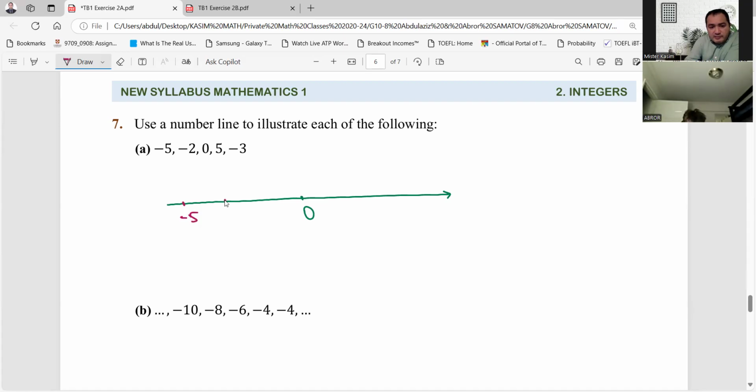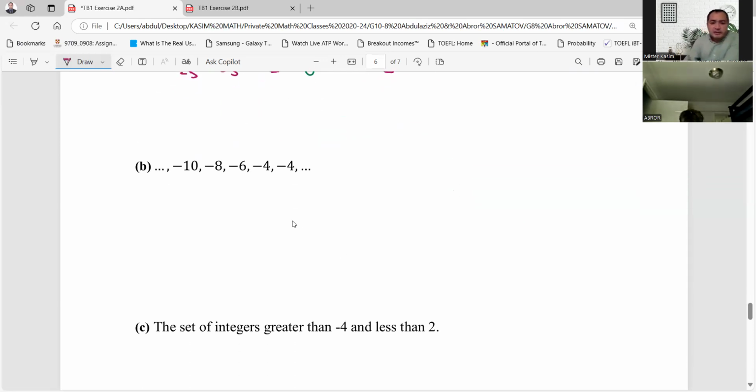And next one is negative 3. And negative 2. And here we have 0. And here we have positive 5. Very good. And how about here?